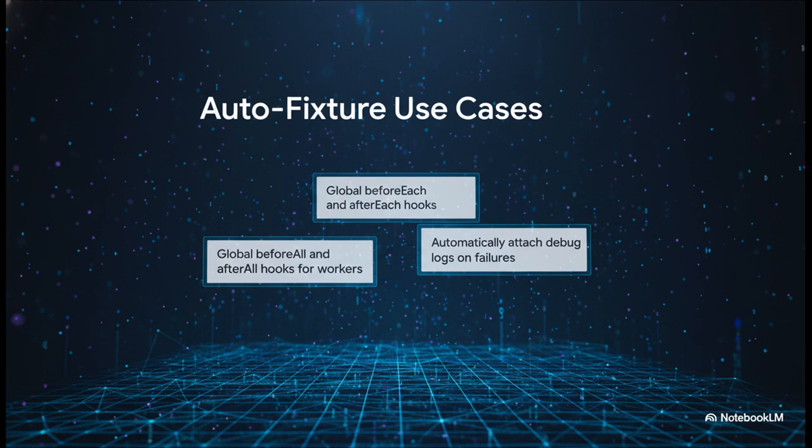So why does this matter? What's the real takeaway here? You use auto fixtures to seamlessly streamline complex test suites. Look at these real-world use cases. You can use them to declare global before each or after each hooks without having to manually redeclare them at the top of every single test file you write. You can create global before all hooks for your workers. Or, and this is incredibly useful, you can use the test info object inside an auto fixture to automatically grab and attach debug logs every single time a test fails. It basically runs invisibly, acting as this ultimate safety net across your entire framework.